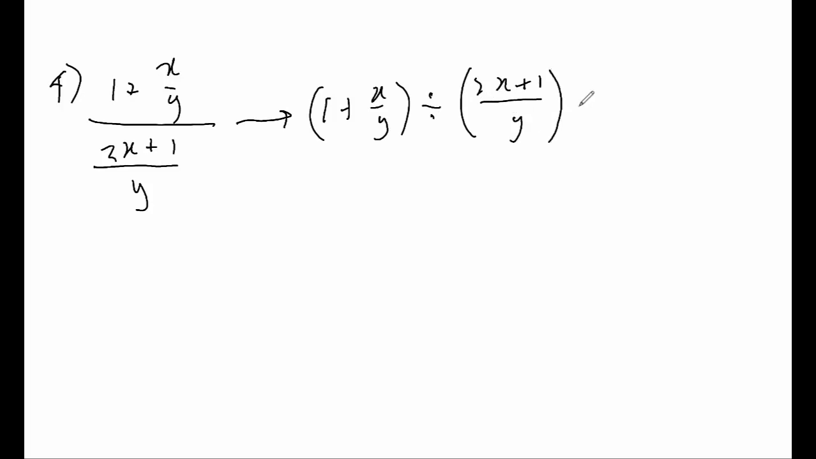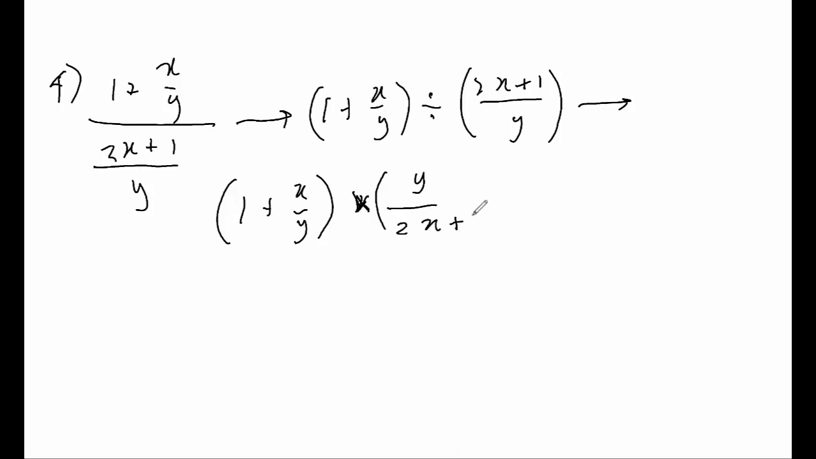And now I'm going to change that into a multiplication problem. So now I have 1 plus x over y times y over 2x plus 1. So there, I made it into a multiplication problem. But now I have to combine these two, because I can't just multiply it like that. Let me just extend this line a little bit.